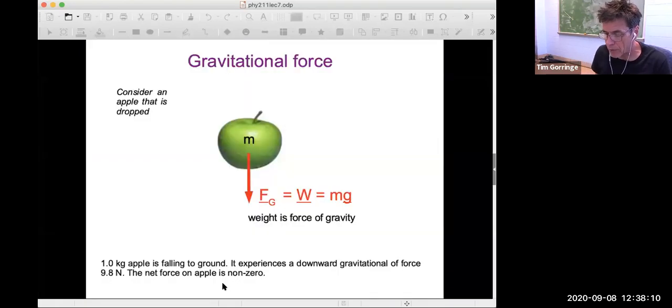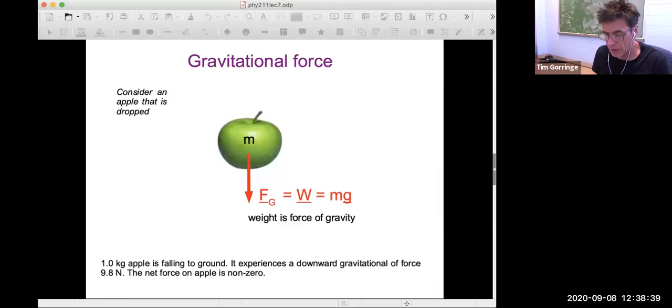So gravity. We met gravity a little at the end of last class. Let's return to it at the beginning of this class. So imagine dropping an apple. If you drop an apple towards the ground, then as it falls towards the ground, it's experiencing the gravitational force. We call that the weight. And the gravitational force is in proportion to the gravitational acceleration. It's the mass times the gravitational acceleration.